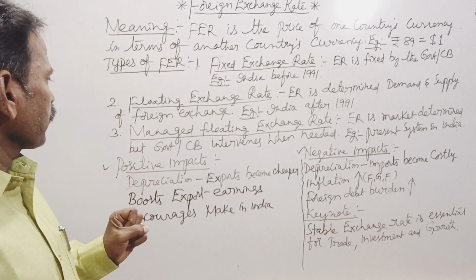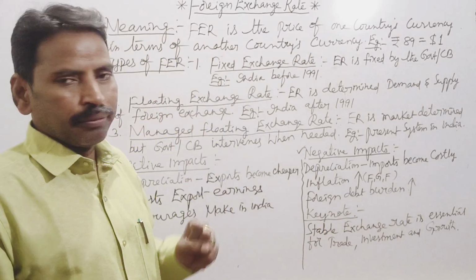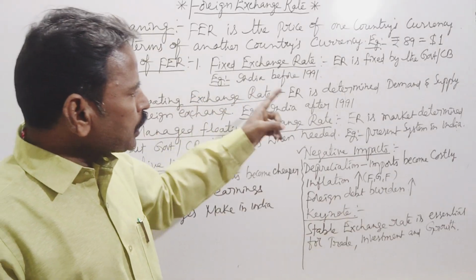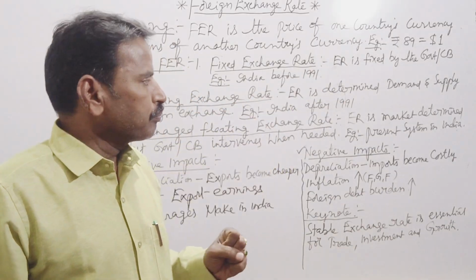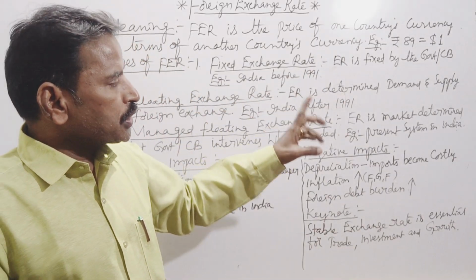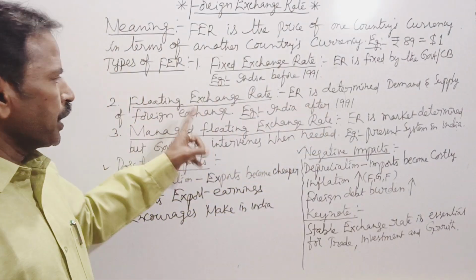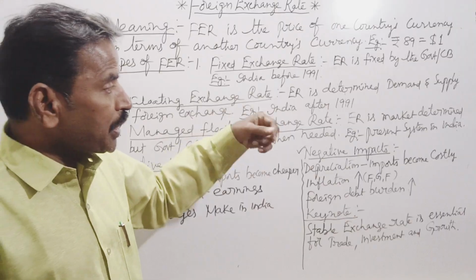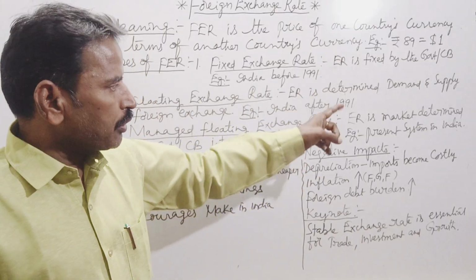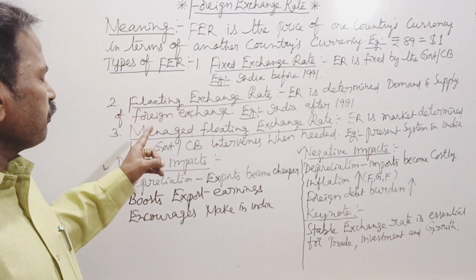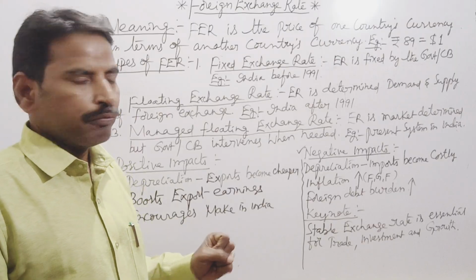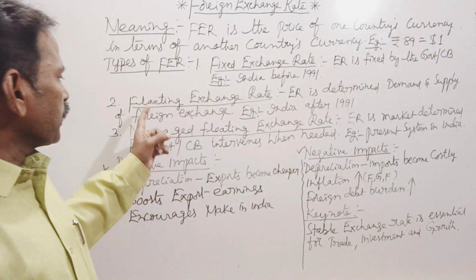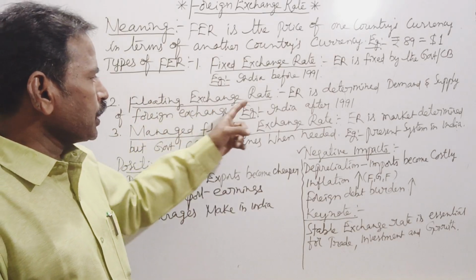Second one is floating exchange rate. So exchange rate is determined by market forces of demand and supply of foreign exchange. Exchange rate is decided by market forces of demand and supply of foreign exchange. For example, in India, after 1991, there is a floating exchange rate system.